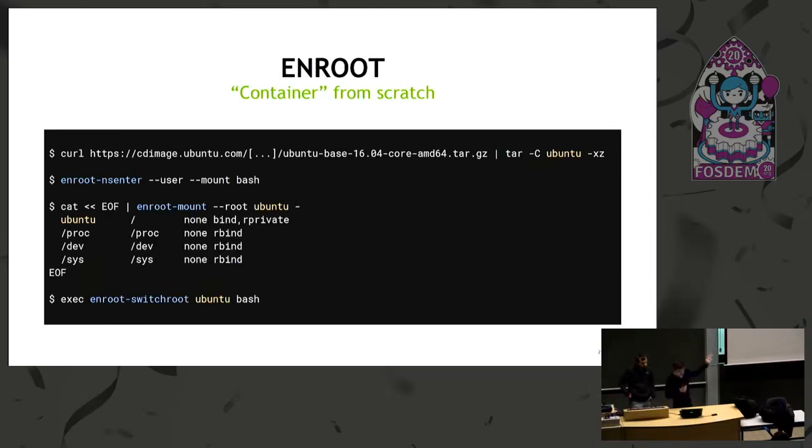So here you just download the Ubuntu official root file system, you create new namespaces, and then you mount a bunch of things, and at the end you just exec switch root and run bash inside your container, and now you have a really simple container runtime.